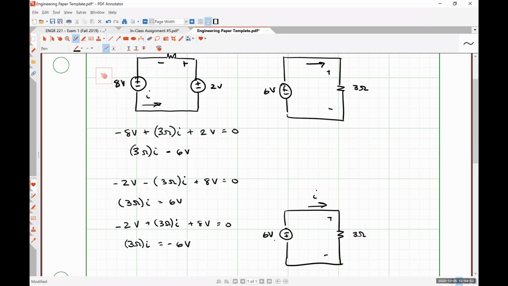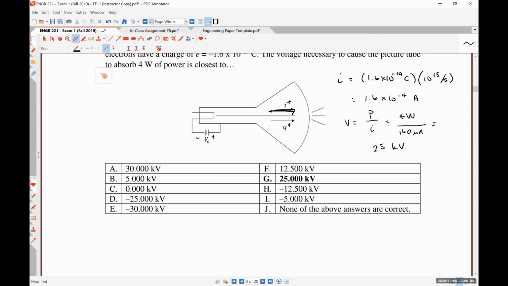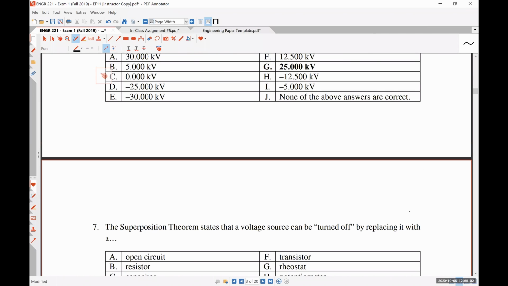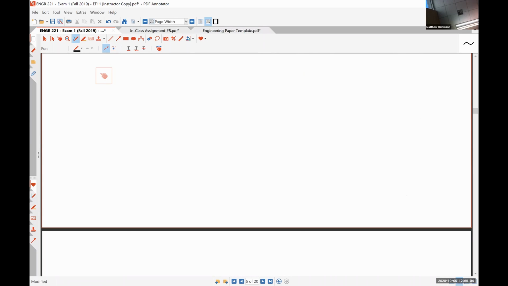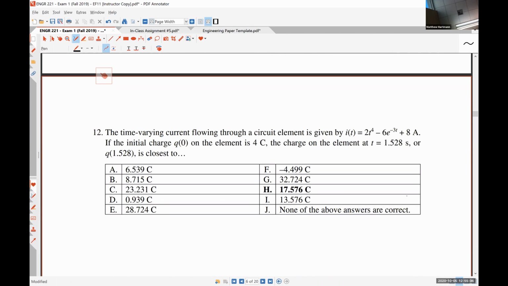Could you work out number 12 on the same practice test that we were on? Exam 1, fall 2019. Number 12, let's find it. Time varying current through a circuit element is given by that mathematical expression. The initial charge is given, and the current on the element is given.